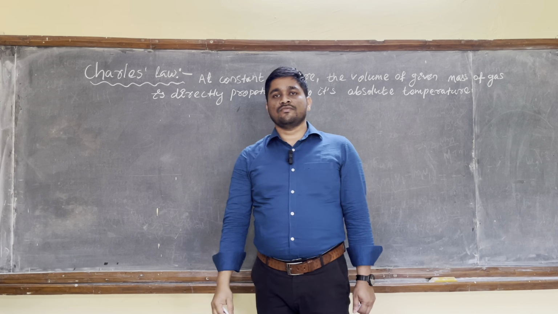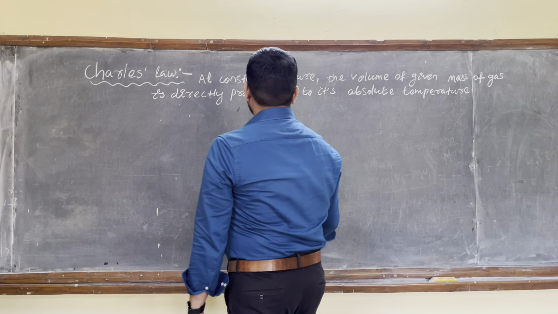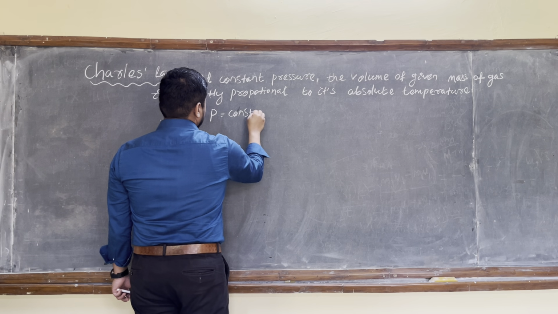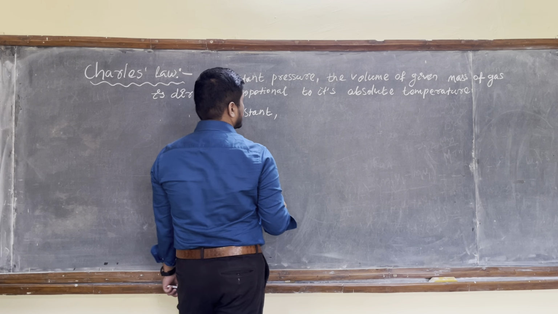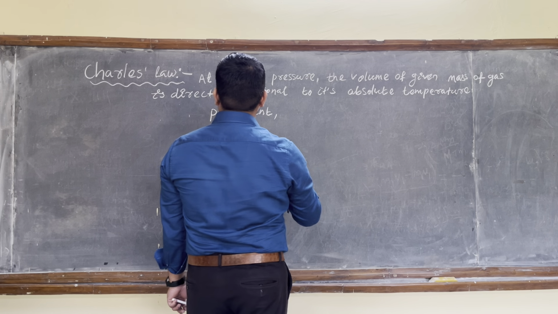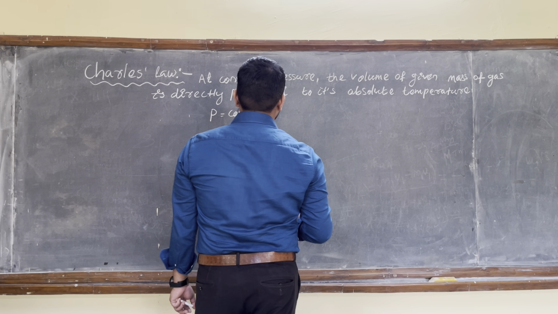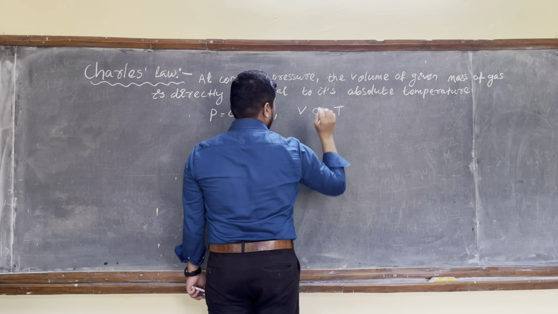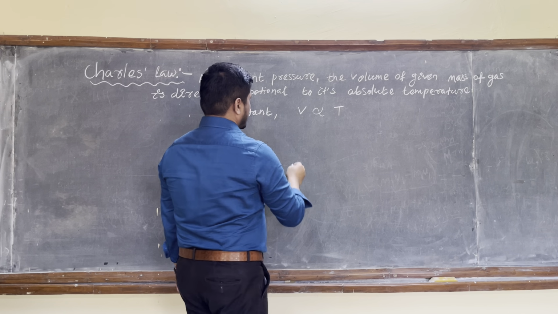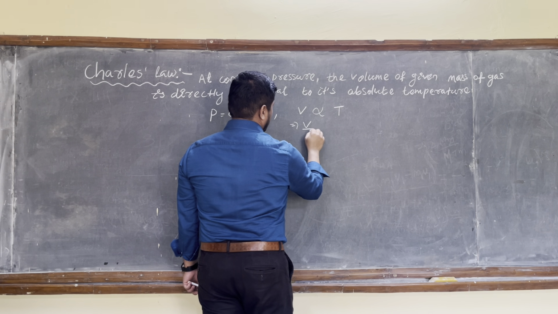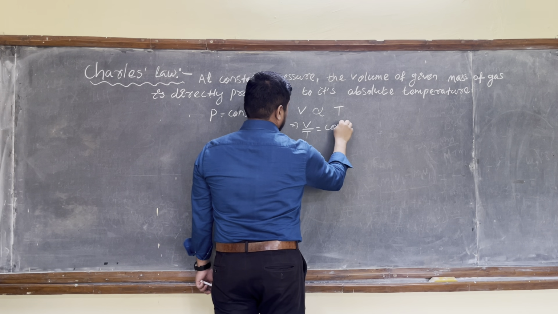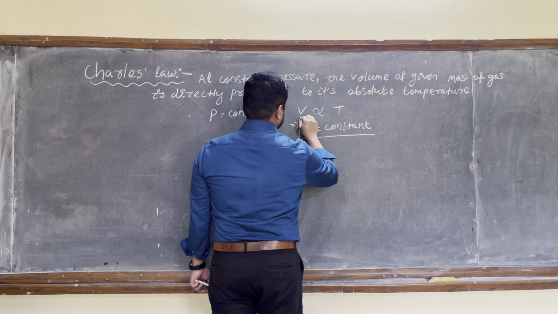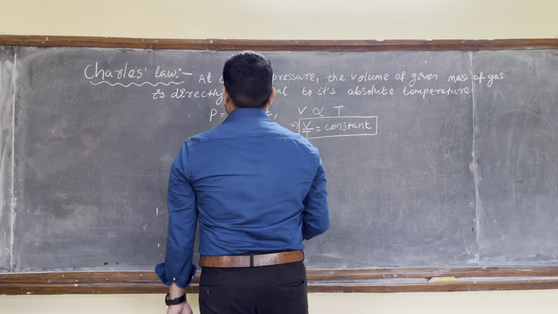That means by keeping the pressure constant, volume is directly proportional to the absolute temperature. That implies V divided by T will be constant. This is Charles' law.